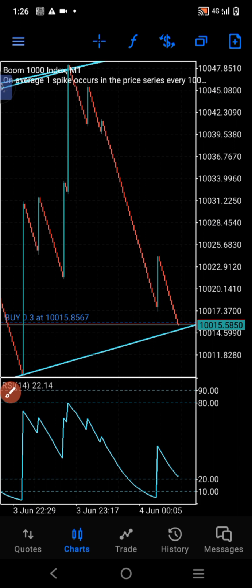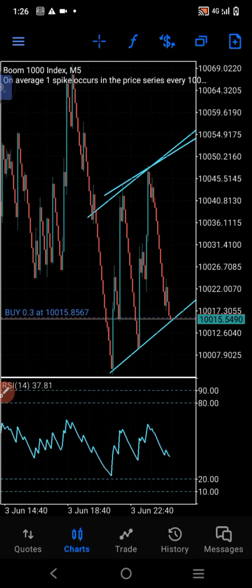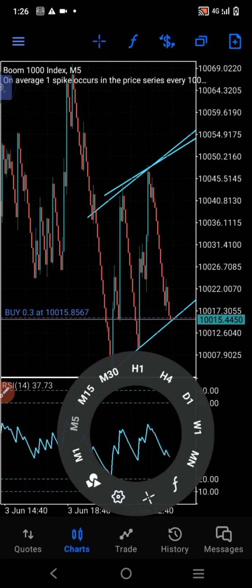Here you can choose to close manually. You have no fear of stop loss or whatever. The market can spike downward. Yeah, this is Boom 1000. The market can never spike down because this is Boom 1000, all right? So you can as well put your stop loss.